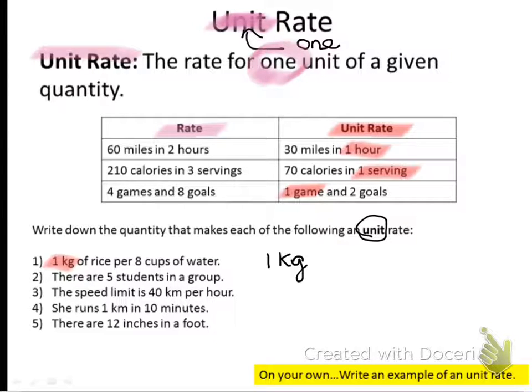There are 5 students in a group. Now this one doesn't say 1, but we know that a group is really 1 group. So what makes this a unit rate is 1 group. Do the next 3 on your own. And then when you're finished, write an example of your own unit rate. Again, it doesn't matter what your unit rate is as long as you've got a unit in it.